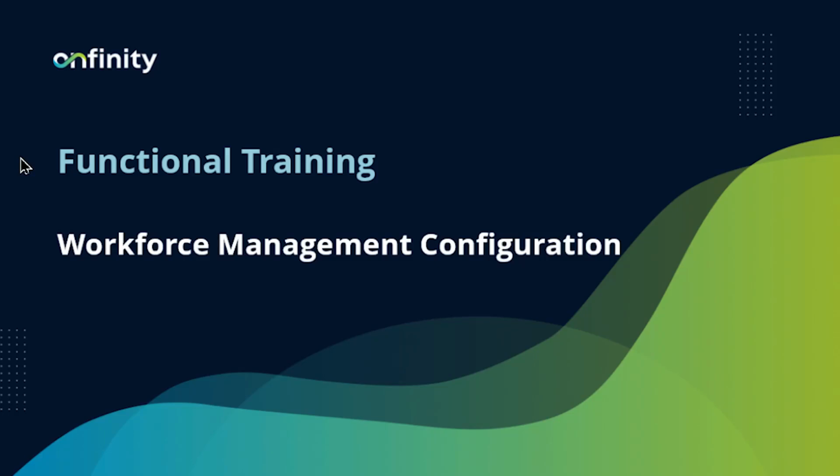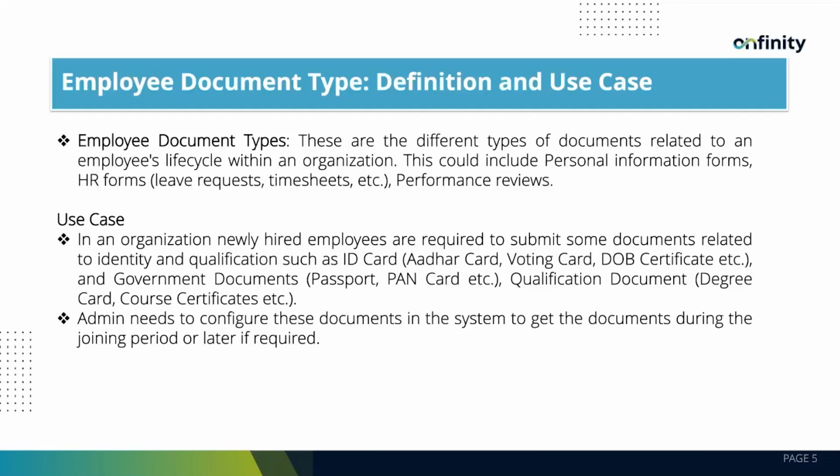Hello, everyone. For this training session, we are covering the employee document type functionality inside the Onfinity system. Let's understand the definition. Employee document types are the various categories of documents associated with you during your time at an organization. These can include your personal identification, qualification certificates, and other employment-related records.